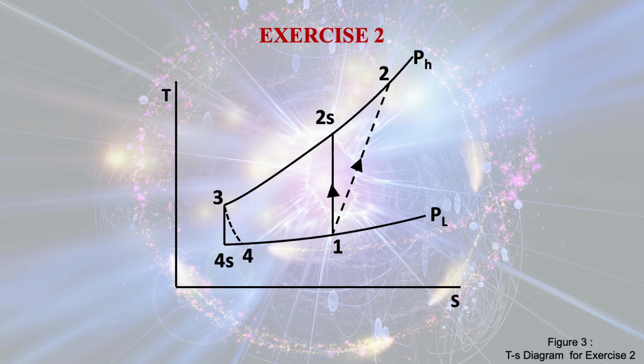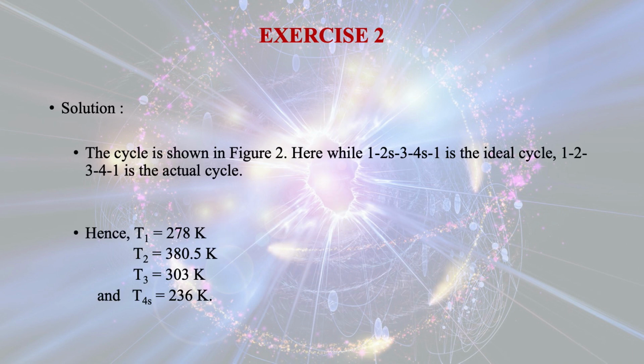Now let us see how we can solve this numerical with this given data. Now the cycle is shown in figure 2 here, while 1 to 2s to 3 to 4s to 1 is the ideal cycle, and both the compression and the expansion in the turbine are reversible and adiabatic process. But the actual process is different from the isentropic process or ideal situation. Then the actual process is 1 to 2, 2 to 3, 3 to 4, 4 to 1. This is the actual cycle.